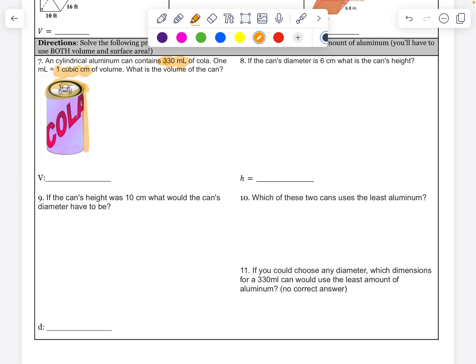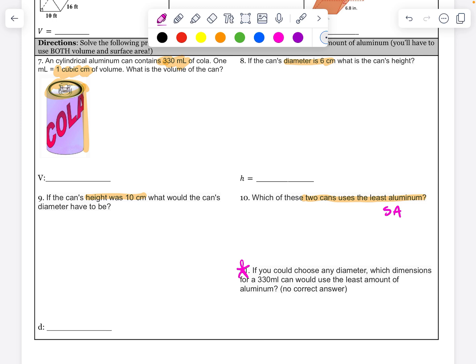So you're going to have to figure out if the can's diameter is 6, what's the height? If the height is 10, what was the diameter? And then which 2 cans use the least aluminum? Y'all, using aluminum is just surface area. You can do it. And then there is no correct answer to number 11.